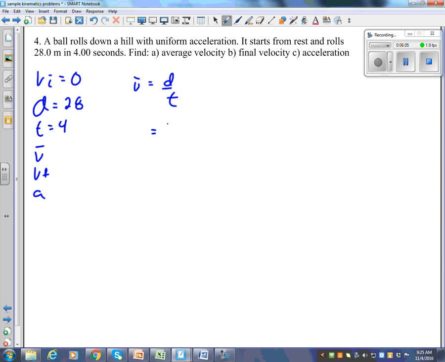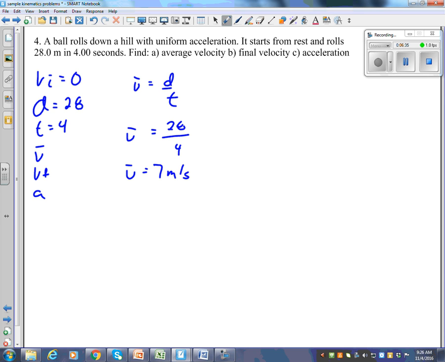D is 28, time is 4. V bar is 7 meters per second. I'll pause for a second. The average is 7. Now remember that whole bit in that acceleration graph, right? You know, initial is 0, and the average is 7. What do you have to end up at to get an average of 7?